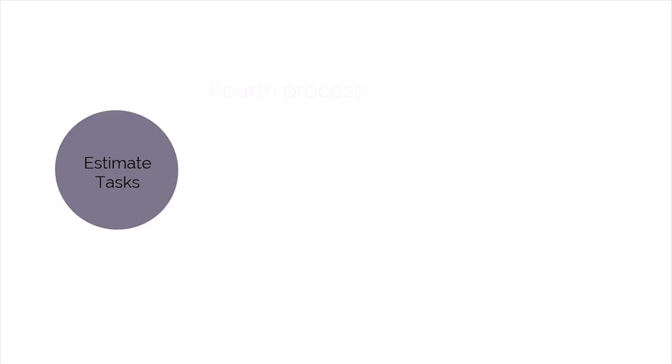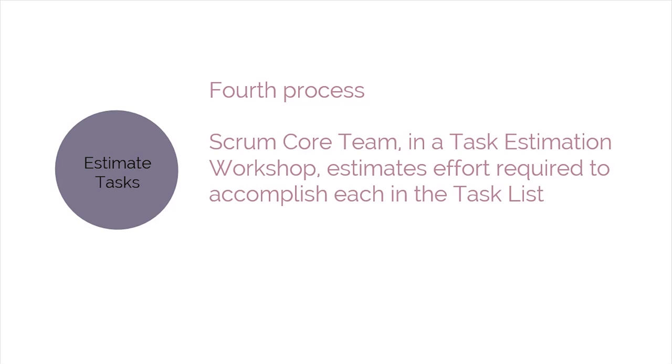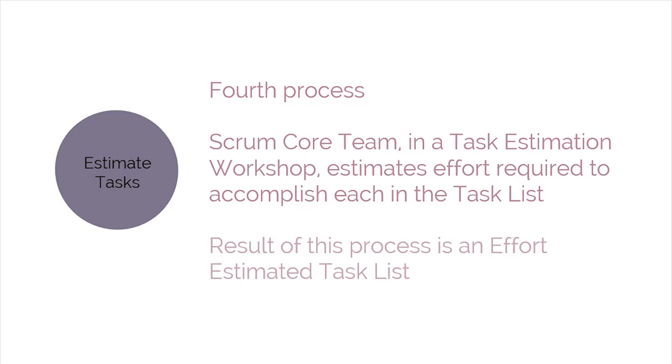Estimate tasks is the fourth process. During this process, the Scrum core team, in a task estimation workshop, estimates the effort required to accomplish each item in the task list. The result of this process is an effort-estimated task list.